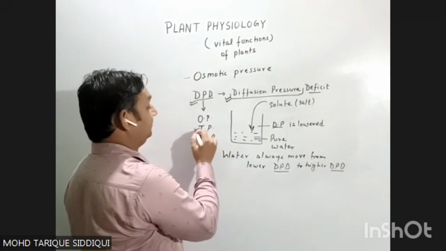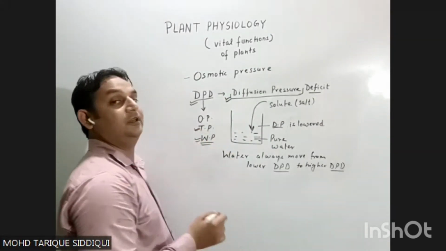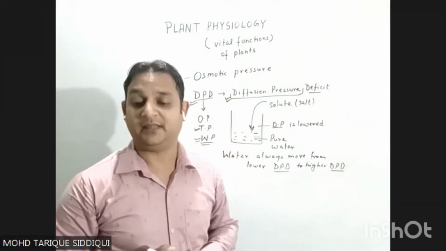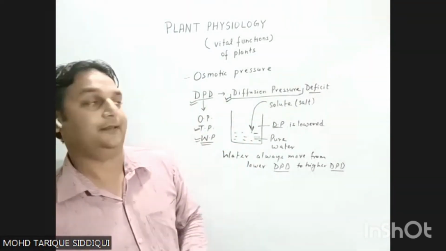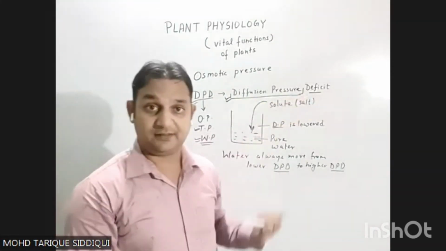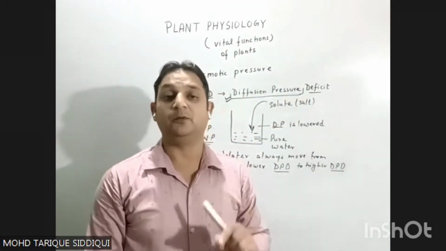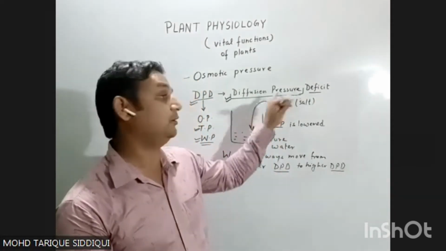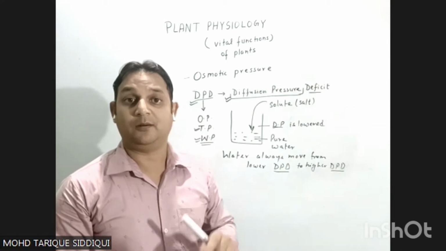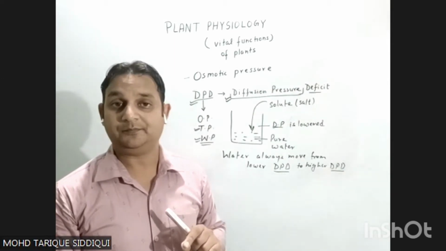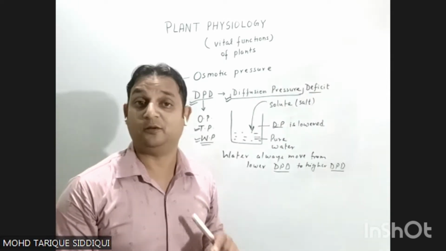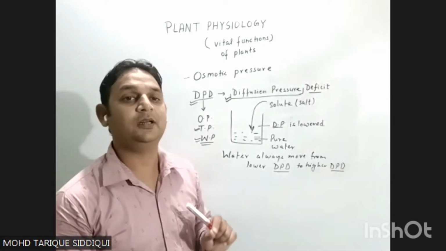So this turgor pressure and the wall pressure we talk about after talking about osmosis in a plant cell. First, again, I'm telling what is the diffusion pressure deficit: when you are adding a solute to a pure solvent, the diffusion pressure is lowered. The amount by which the diffusion pressure of pure water or a pure solvent is lowered is known as diffusion pressure deficit.